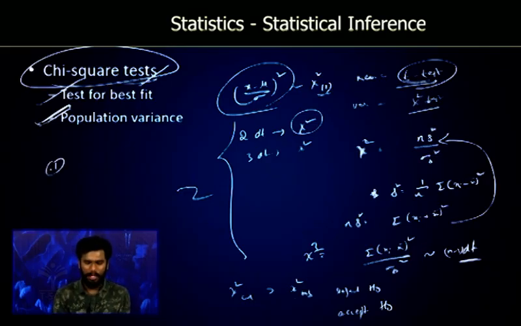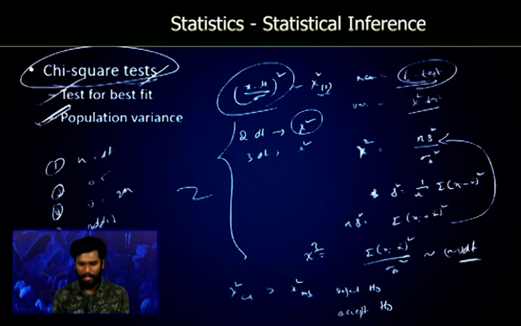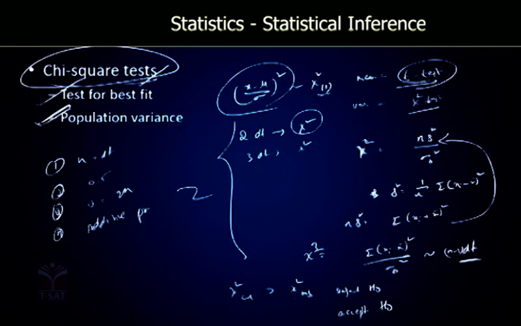The first thing is mean is equal to n, which is equal to the degrees of freedom. Second, median is equal to 0.5, variance is equal to 2n, and the additive property, and this is a special property. For every degree of freedom there will be a special distribution, a special function for chi-square. And the two tests based on the chi-square are the test for best fit and the test for population variance.